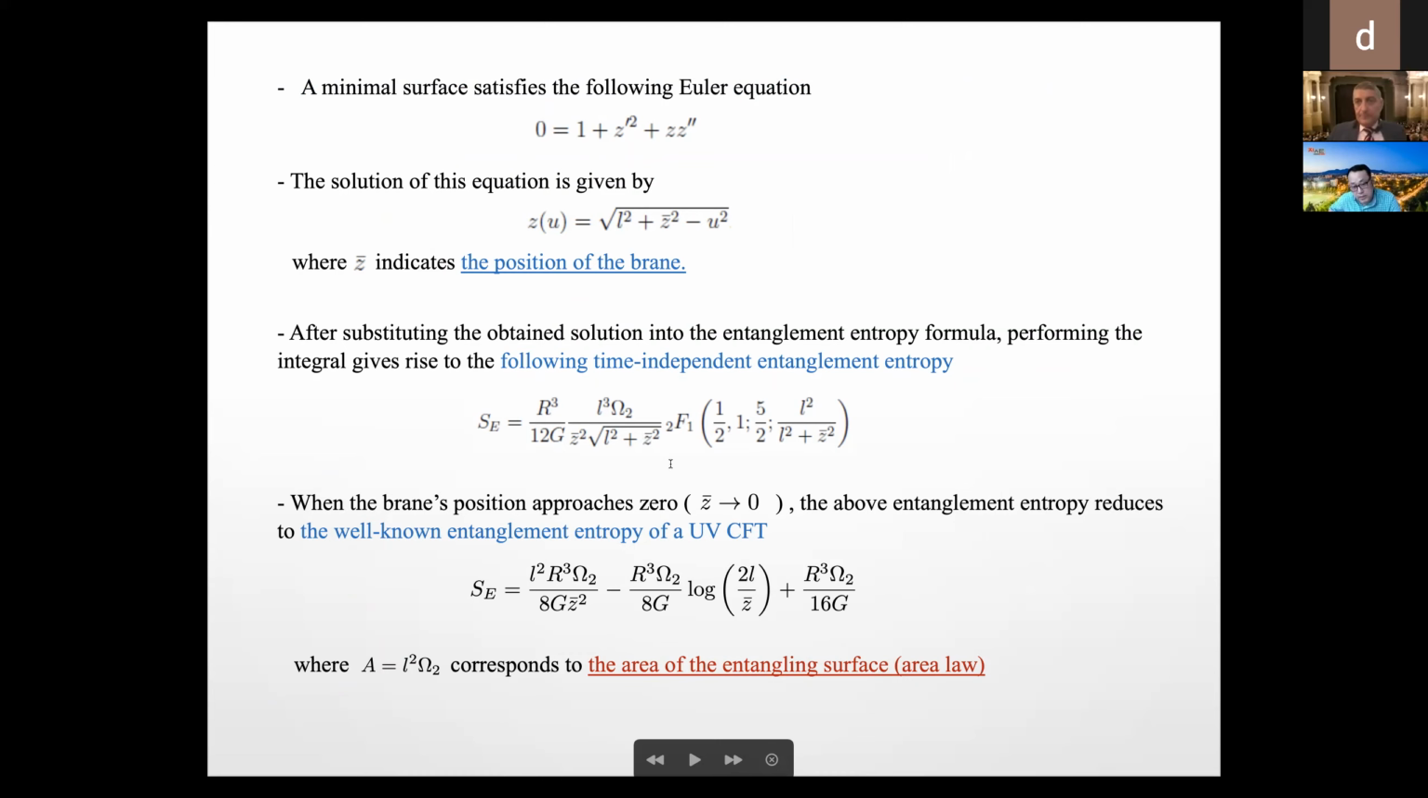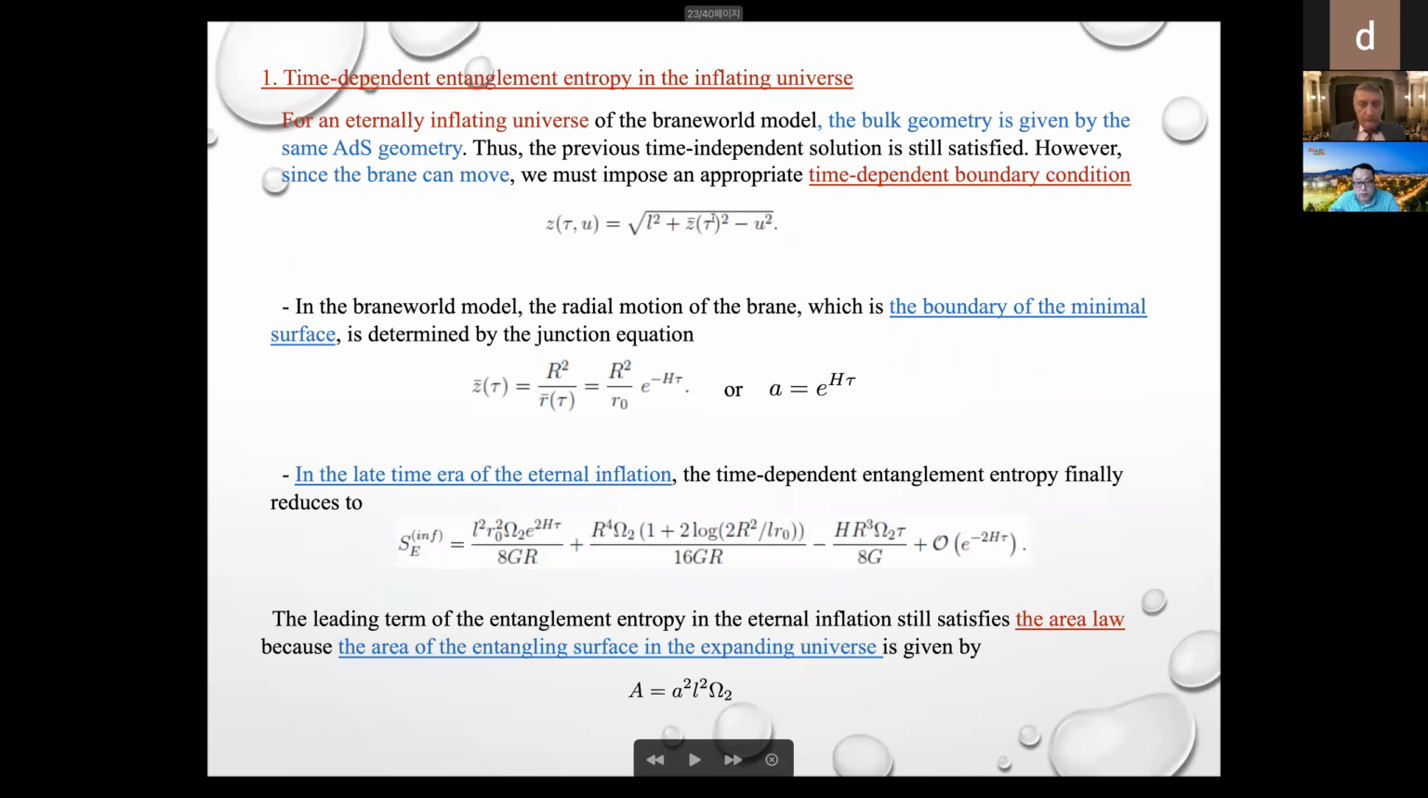So G bar, in this case, indicates the radial position of the brane. Then we consider the brane position depending on time. This describes some time-dependent entanglement entropy. When you consider some brane motion, if we consider the same eternal inflation, then G bar shows this behavior. In this case, G bar corresponds to the scale factor. So using that, we finally obtain this entanglement entropy.